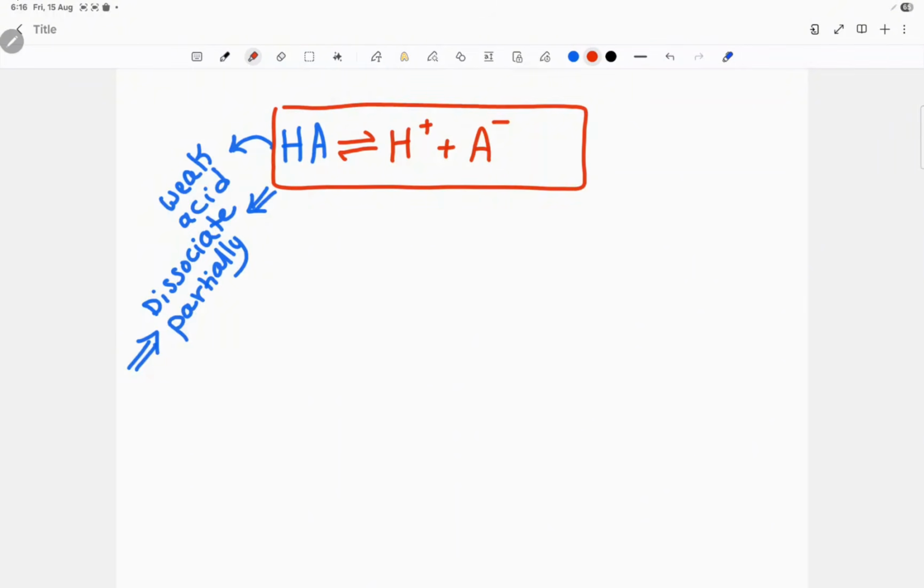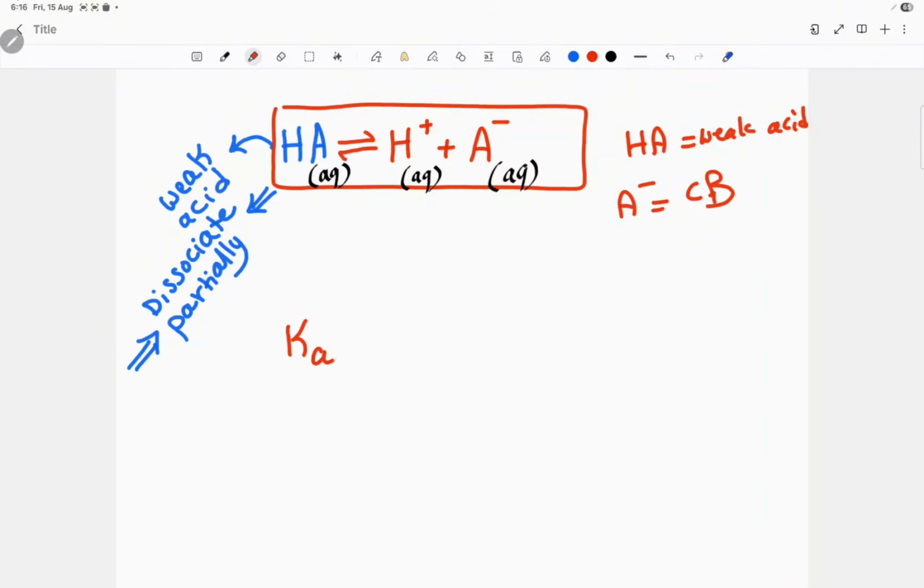So acids are defined as being able to give away their H ion. Now, the acid will be aqueous. The H plus will be aqueous. And the conjugate base is also going to be aqueous. So look, HA is the weak acid, the H plus is the hydrogen ion, and the A negative is called the conjugate base. Okay? Now I'm going to write the Ka expression.